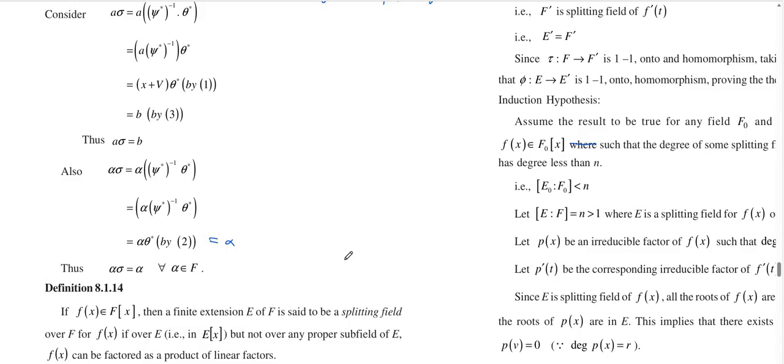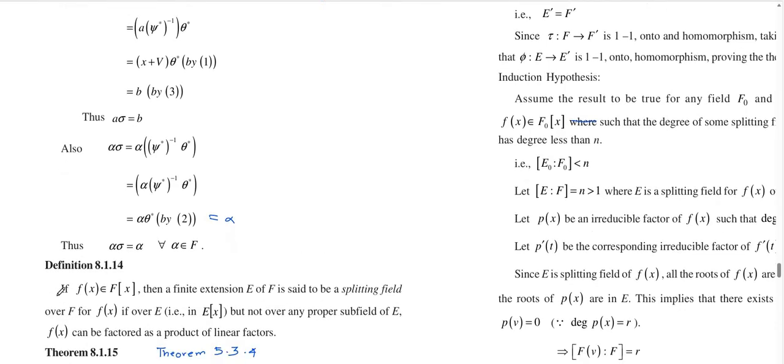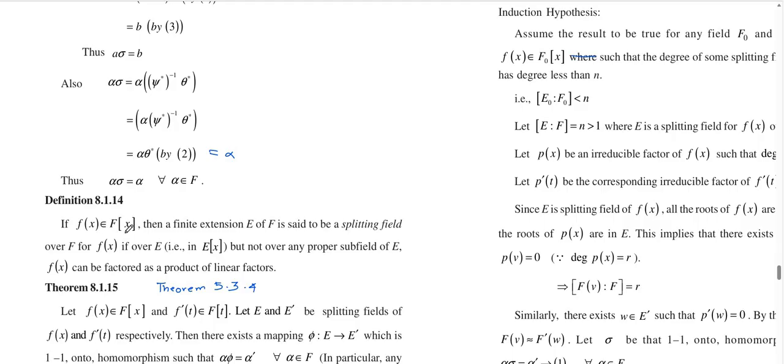Next, we are going to prove the main aim of this section, namely uniqueness of the splitting field. So splitting field is what it is. Crudely speaking, it is the smallest field which contains all the roots of the polynomial. So the definition given in the book is this: if f(x) is a member of F[x], and if you consider E to be a finite extension of F, then you call E a splitting field of f(x), which is a polynomial over F, if over E, but not over any proper subfield of E, f(x) can be factored as a product of linear factors.